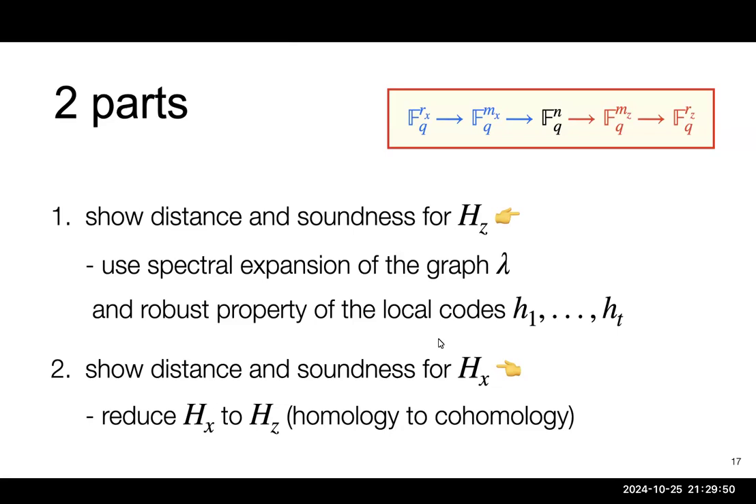For HX, the structure is a bit different. In the forward direction, it maps from the 0 cell to the 1 cell to the 2 cell, etc. But in the opposite direction, it becomes 4 cell to 3 cell to 2 cell. So it's a bit different, and we need a different proof. But interestingly, these sheaf complexes have a form of Poincare duality. That means you can reduce the homology to cohomology. Once we've done the reduction, it's just the first case. So that's how the proof goes.